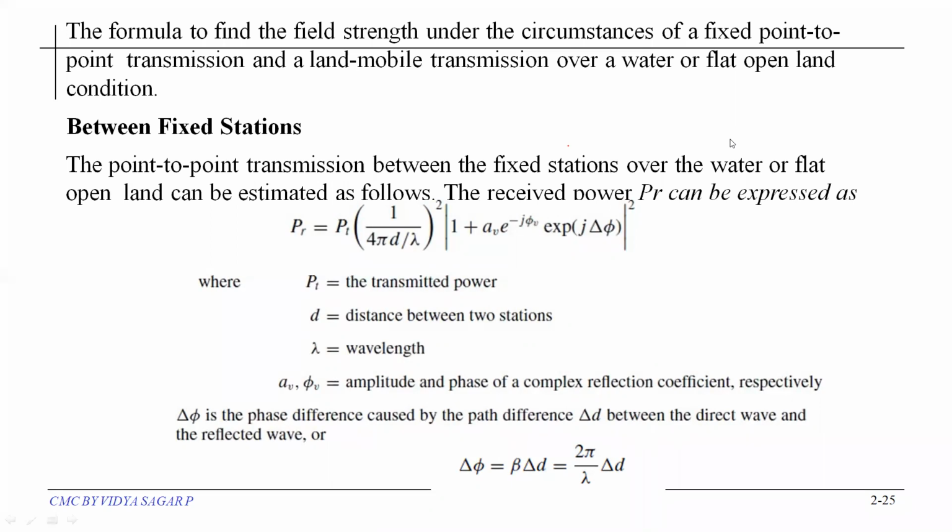Where PT is the transmitted power, lambda is the wavelength of the signal, and D is nothing but the distance between two stations. Whereas A suffix V, phi suffix V are nothing but amplitude and phase. And the delta phi is the phase difference.